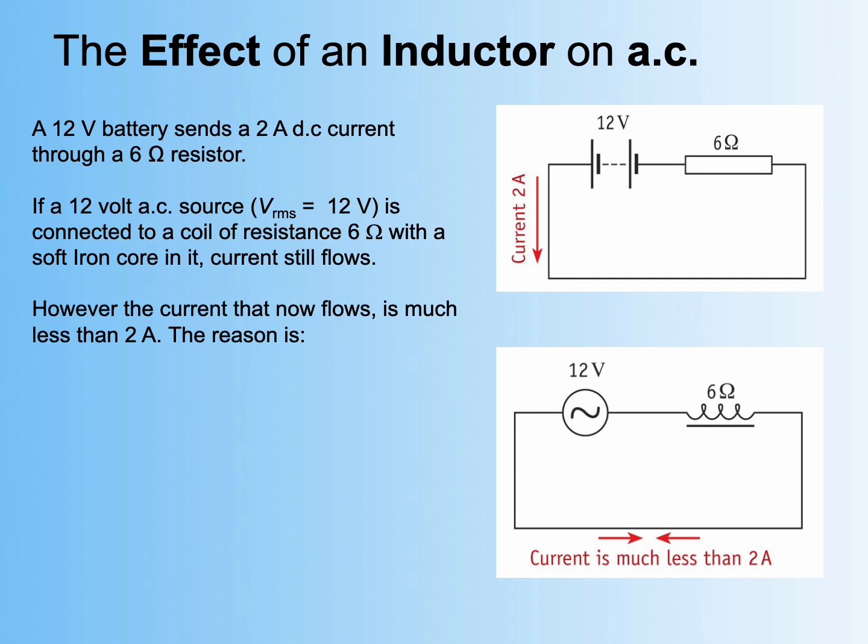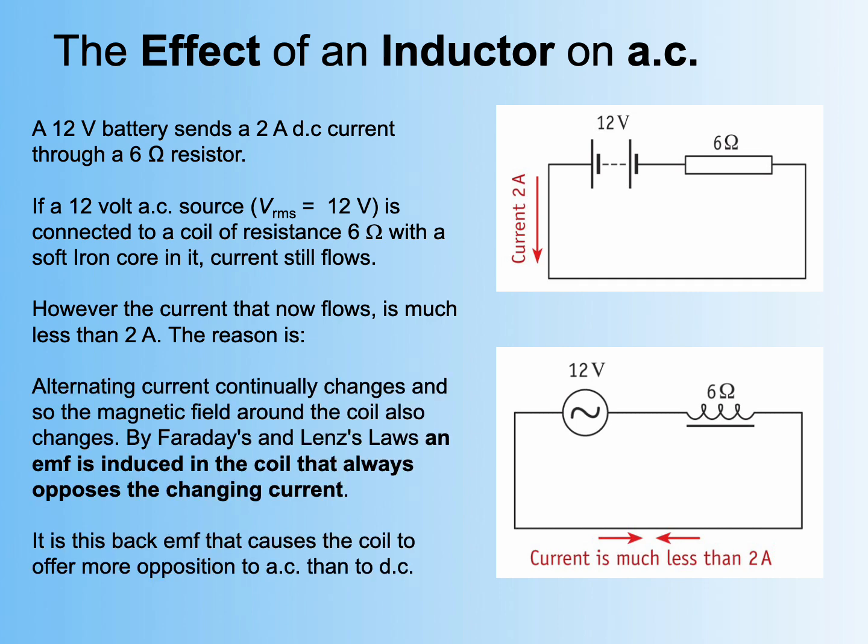So we can look at the effect of an inductor on AC, and we have here two very similar circuits. We have a 12-volt DC source connected to a 6 ohm resistor, and using Ohm's law, your very important rule, you can work out the current flowing there through the wire would be 2 amps. If we change that source then to an AC source, what's happening is that the current flowing would actually be much less than 2 amps.